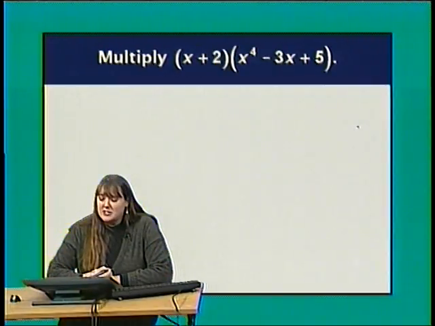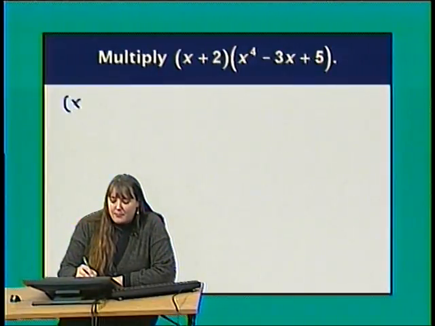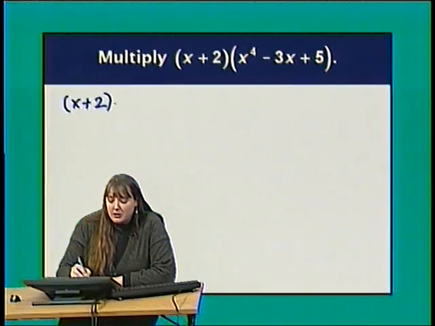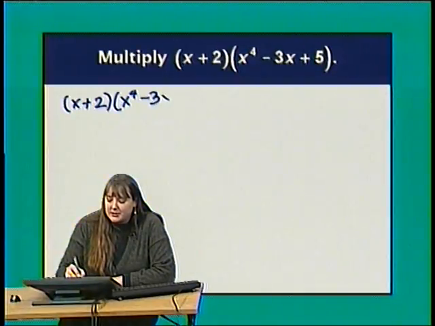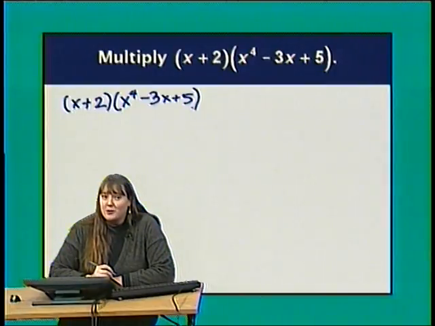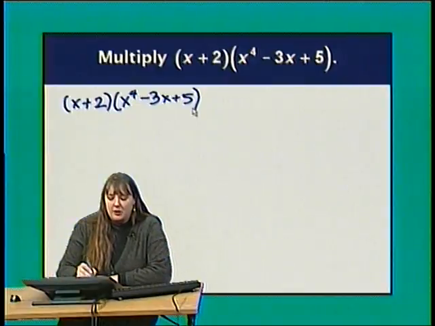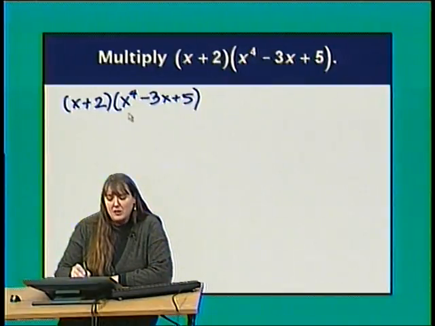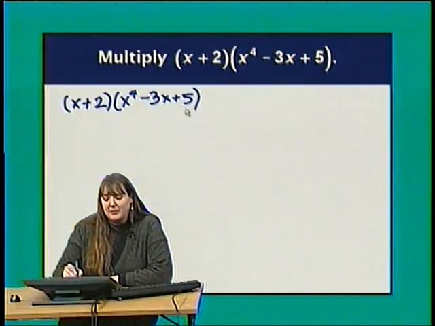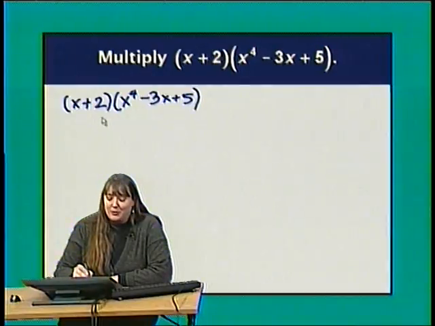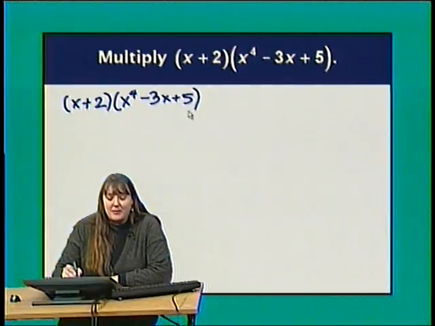Now let's multiply x plus 2 by x to the 4th minus 3x plus 5. This time I have a binomial, x plus 2, multiplied by a trinomial, x to the 4th minus 3x plus 5. FOIL doesn't work here. FOIL only works when you have a binomial times a binomial. What I need to do here is multiply the x by x to the 4th, by negative 3x, and by 5. Then I need to multiply 2 by x to the 4th, by negative 3x, and by 5, and combine my like terms.